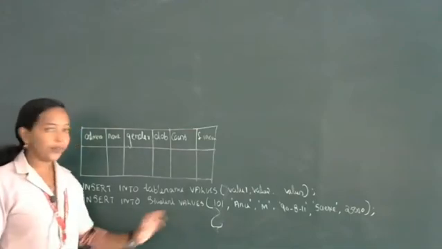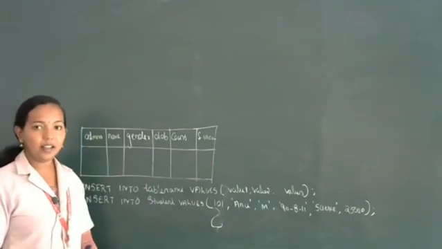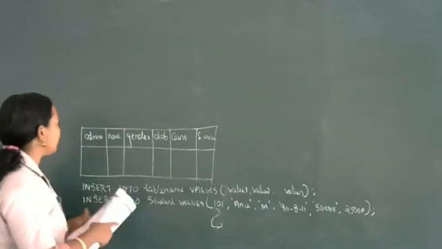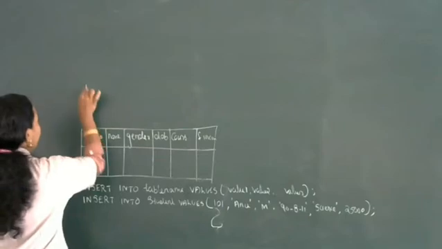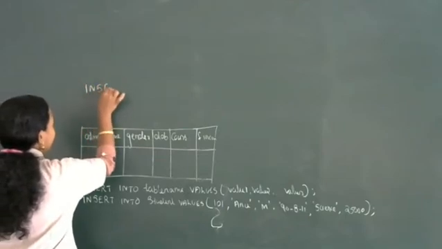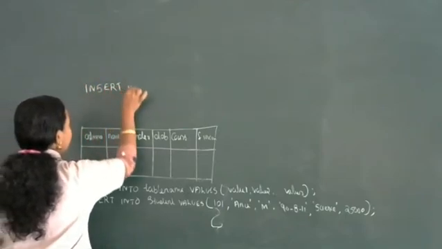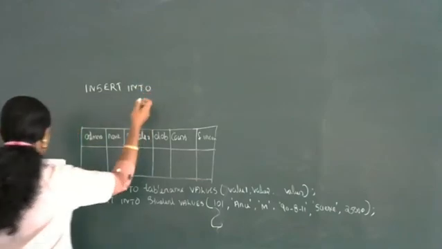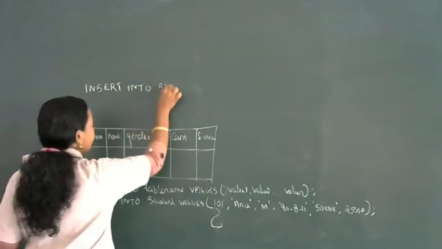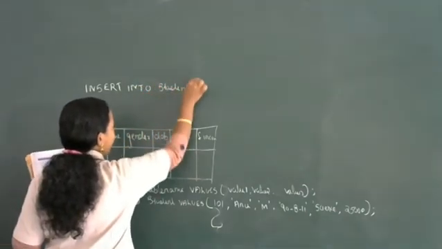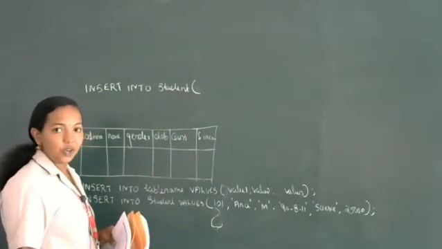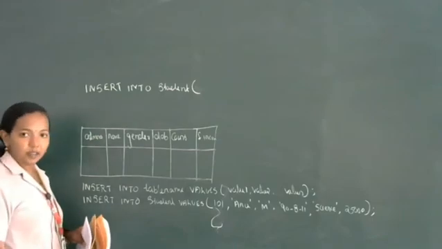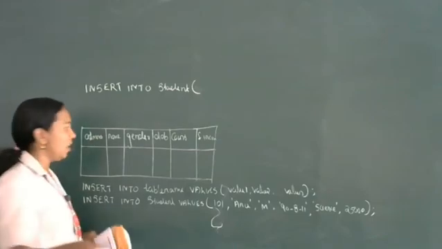In this method we are directly specifying the values. But one more method is present. Same example I am going to write. Insert into student. First I am specifying the column names and after that the values, because if we use the second method there will be no change in the order.